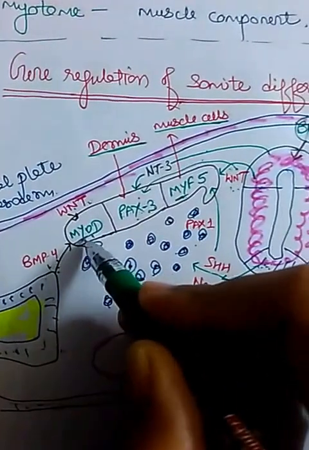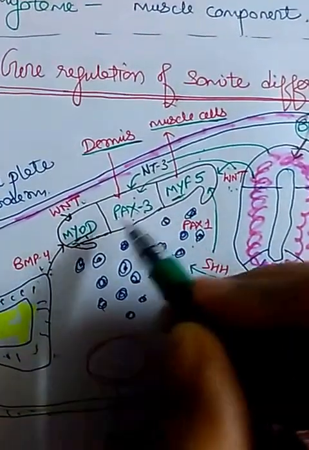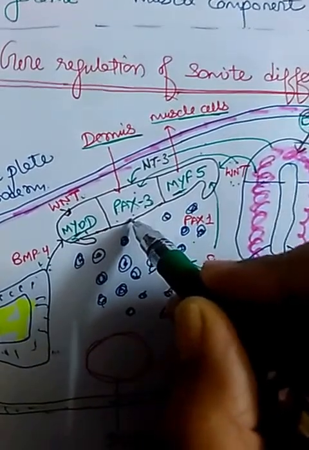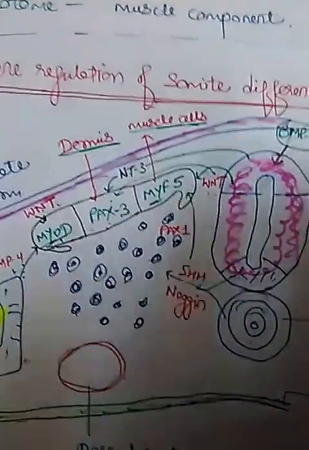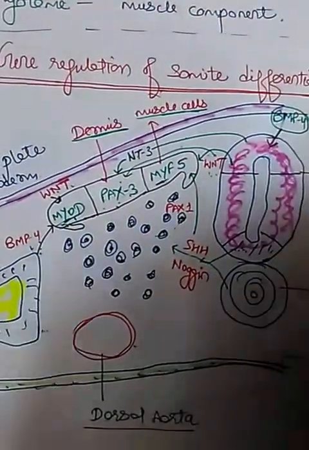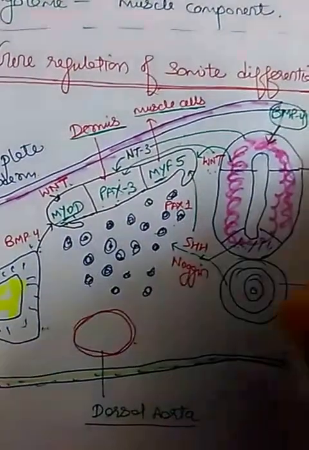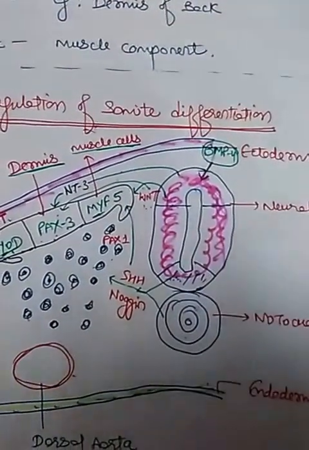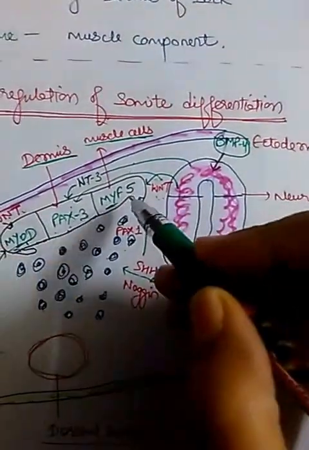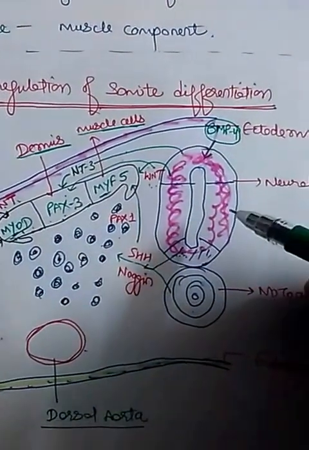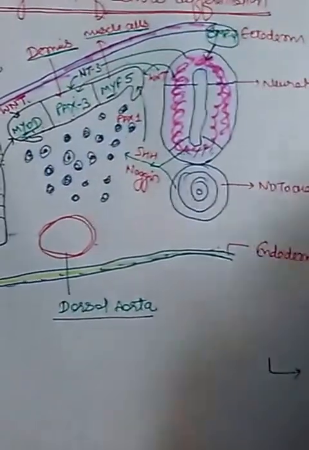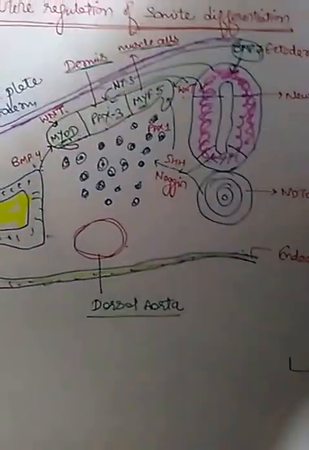You can remember it as MYOD, MyoF. Myo means muscle. And this PAX3 in between is responsible for dermatome formation, which gives rise to the dermis of the skin of the back, and MYF5 and MyoD are for muscle cells. And this was about the gene regulation of somite differentiation.